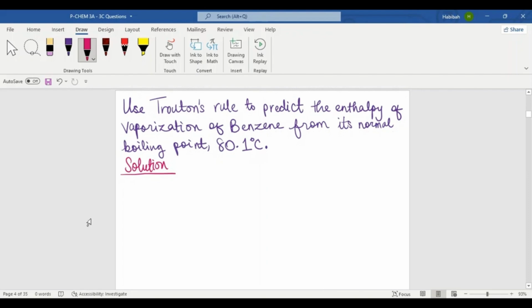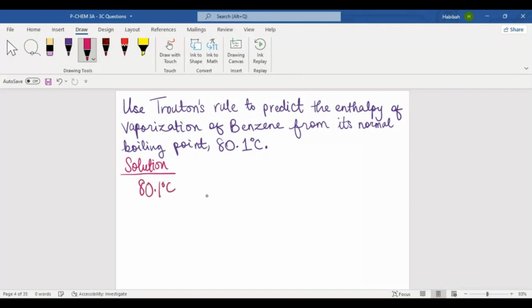Today we're going to be working on the question on the screen that says, use Trouton's rule to predict the enthalpy of vaporization of benzene from its normal boiling point, 80.10 degrees. So the boiling point of benzene in this question is 80.10 Celsius.